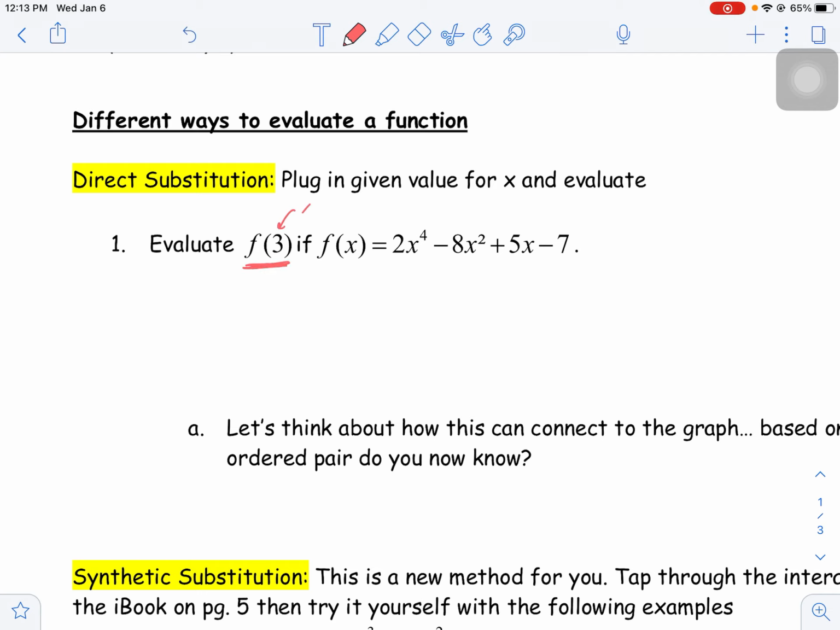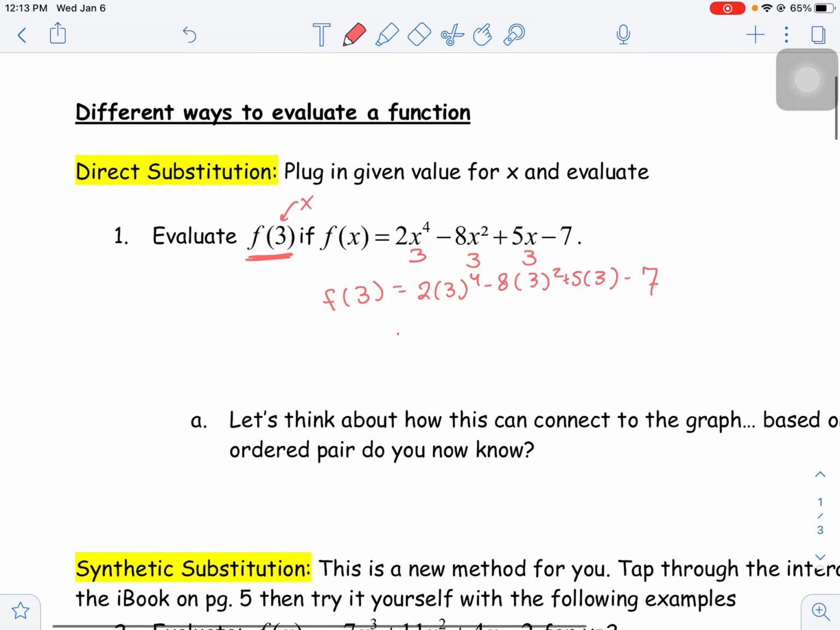Well, this is telling us plug in 3 for x. So then through here, we're going to plug 3 in to the first x, the second x, and the third x. So that's going to give us f of 3 is equal to 2 times 3 to the fourth power minus 8 times 3 squared plus 5 times 3 minus 7.